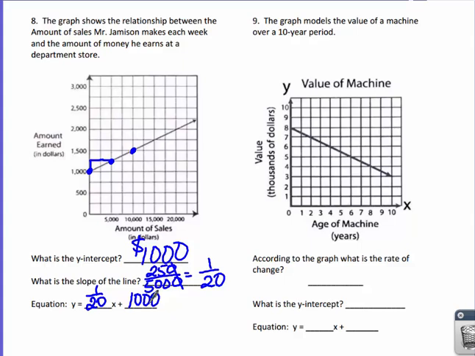Okay. Now, what about number 9? Number 9, we're doing the same kind of thing. We've got a situation. So according to the graph, what is the rate of change? Well, again, rate of change is just the slope. So we're finding 2 good points. So here's a good point, here's a good point. So that means we're going down 1 and we're running 2 lines. So that's down $1,000 over 2 years. So 1 to 2 is basically what we're looking at. So our slope is 1 over 2.